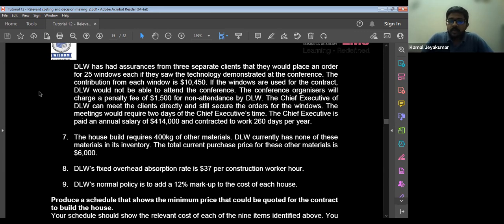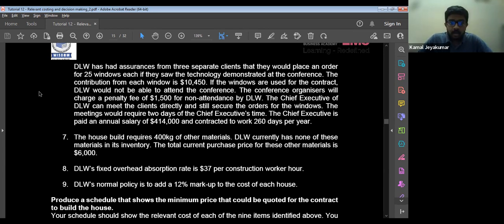If the windows are used for the contract, DLW would not be able to attend the conference. So what they're saying is, if you accept the new housing project and use these windows there, then you may lose this contribution. The conference organizers will charge a penalty fee of 1,500 for non-attendance by DLW. So if you don't go to the conference, you have to pay the organizers $1,500. The chief executive of DLW can meet the clients directly and still secure the orders for the windows. So even if you don't go to the conference, you can still manage to sell. So that contribution we calculated earlier won't be lost.